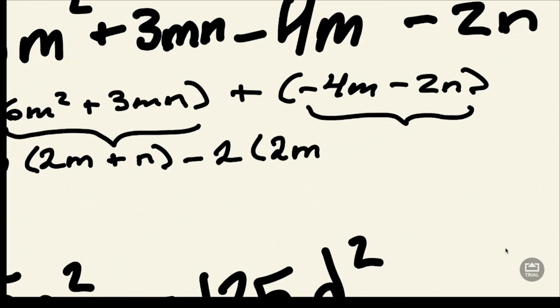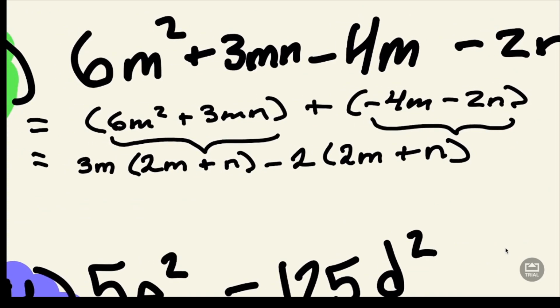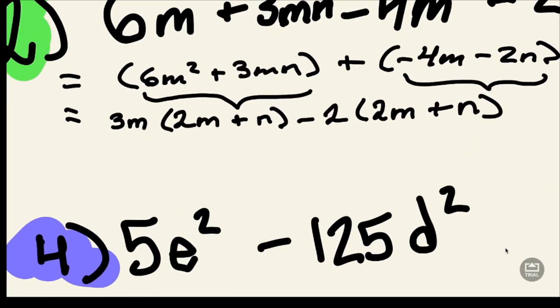So -2, we factor out -2. Then we're going to be left with 2m in the beginning of the bracket, and -2n divided by -2 is just plus n, right? And then that's what you're left with. You're not done yet, because you still have to factor it further.